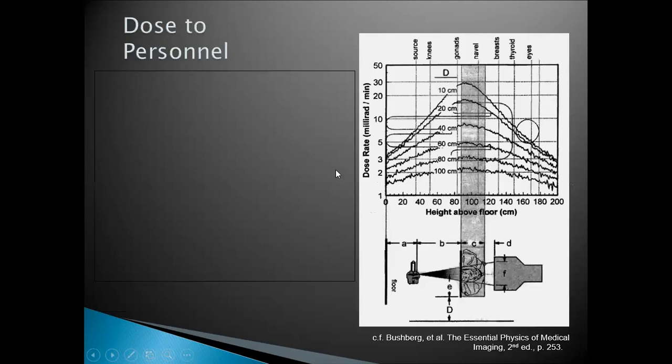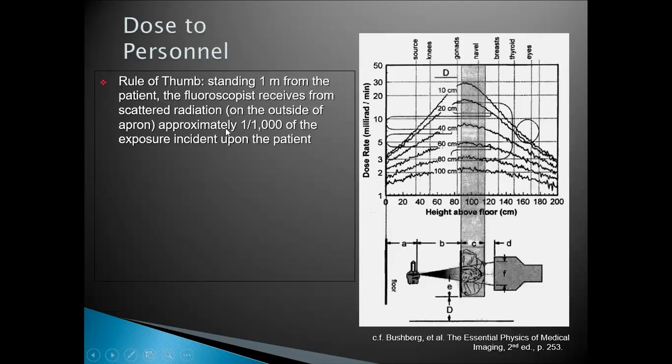For personnel standing 1 meter from the patient, they will receive scattered radiation on the outside of the apron, not inside the apron, because inside the apron it would have been attenuated by the lead apron. At 1 meter outside the apron, the fluoroscopist or observer inside the room receives about 1/1000 of the exposure incident upon the patient, and it increases with patient thickness.